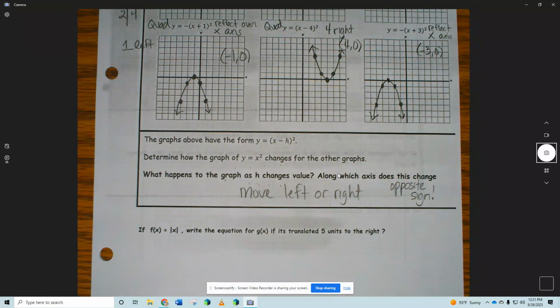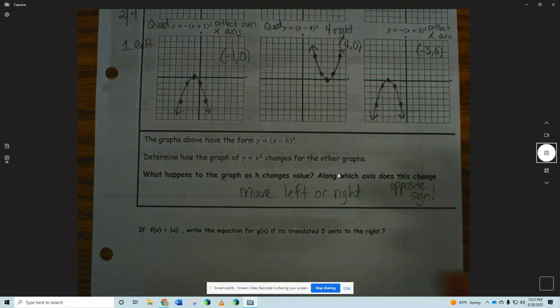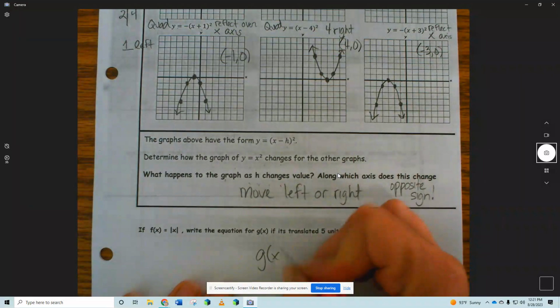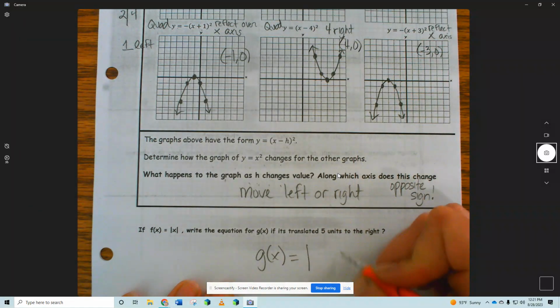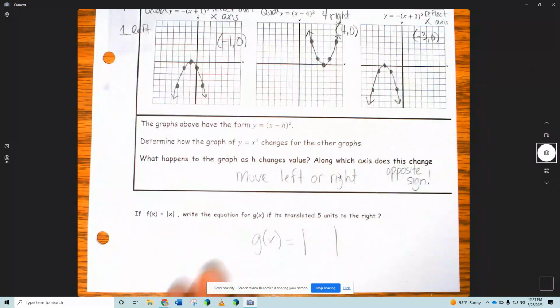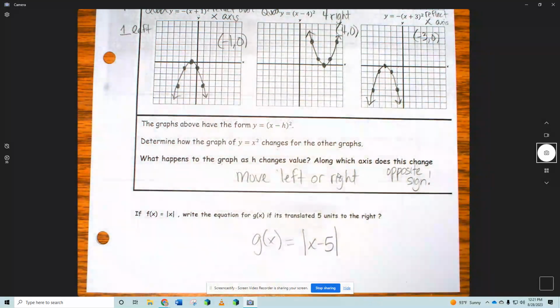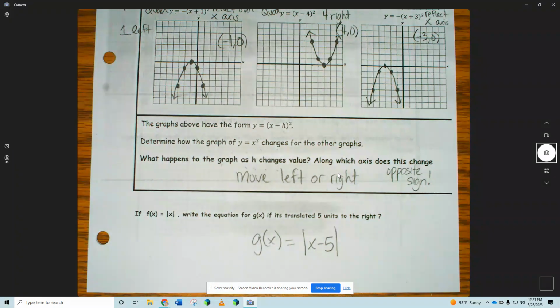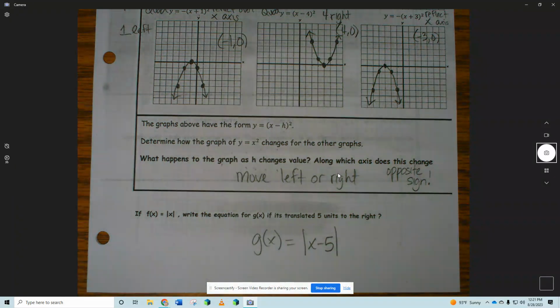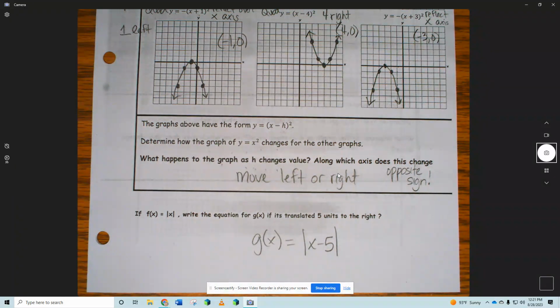F of x is the normal parent function. G of x is, so what would I put? Yeah? X minus 5. X minus 5, but it's absolute value, so don't put a square. All right. And you're done. That's h. Left, right. Inside. Left, right. Left, right. Inside.